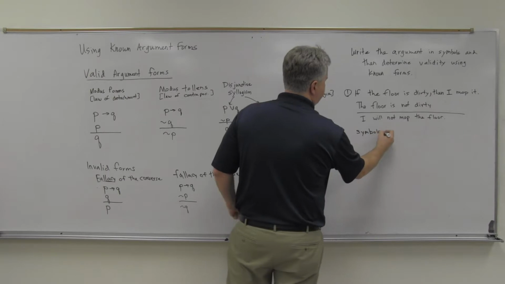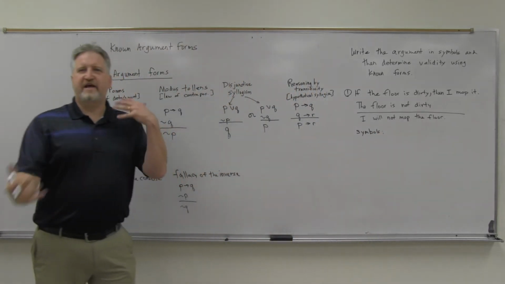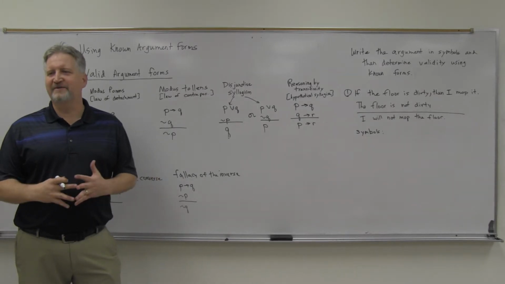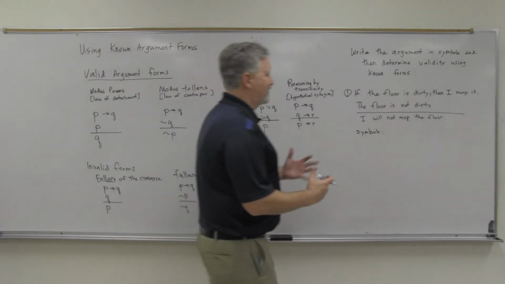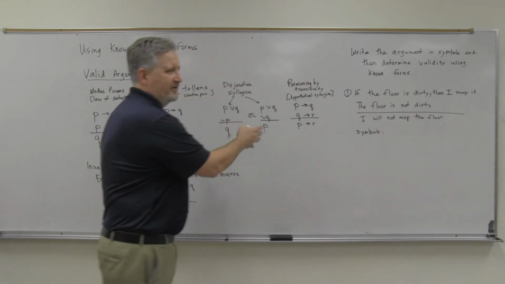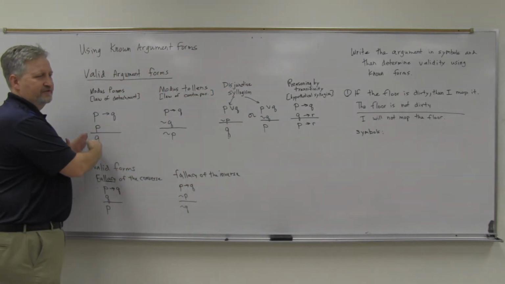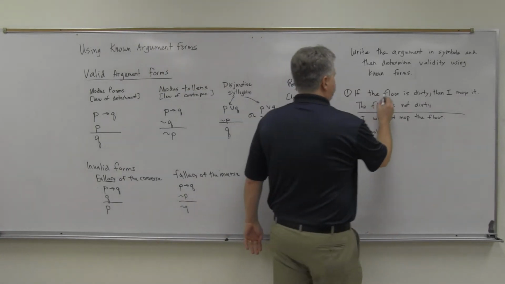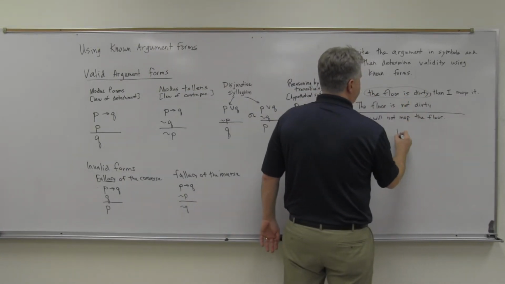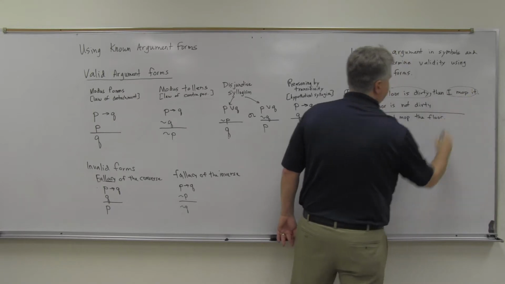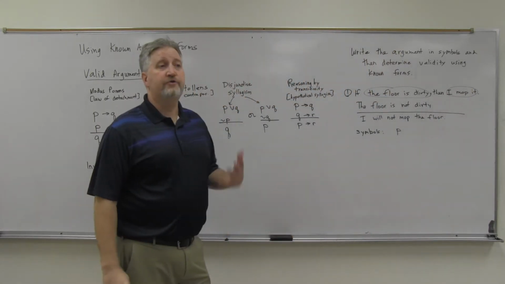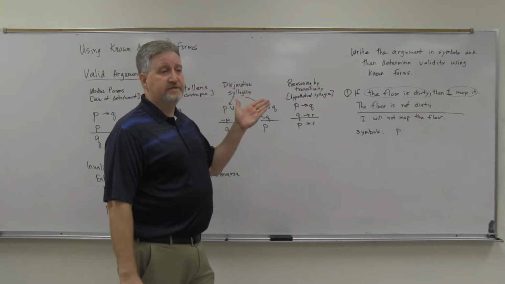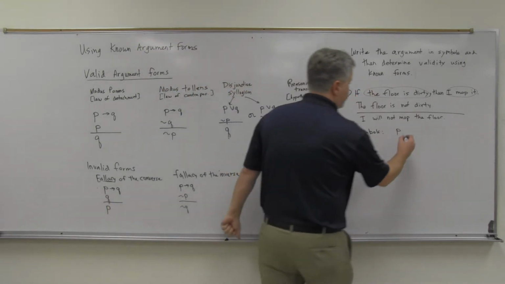Well, it doesn't say which statements to label them, which letters, but let's just go with P's and Q's. You can use whatever letters you want because these are just arbitrary letters. We could use A's and B's if we wanted to. Well, let's just use P's and Q's. So the floor is dirty, let's call that P. I will mop the floor, we'll call that Q. So in symbols, that top statement is P arrow Q, isn't it? If P, then Q is P arrow Q.